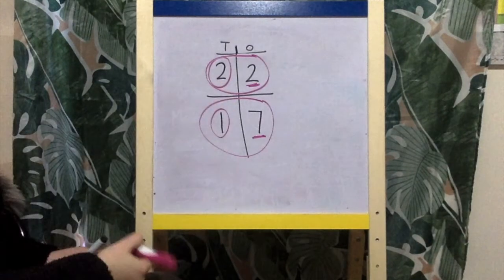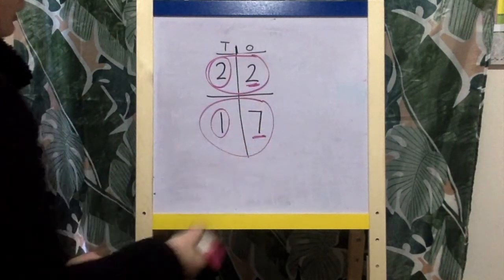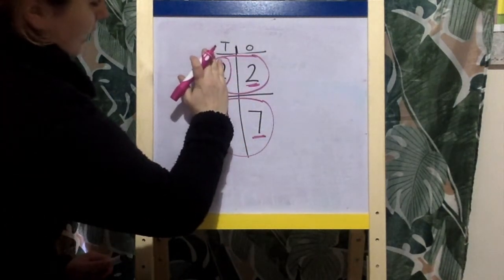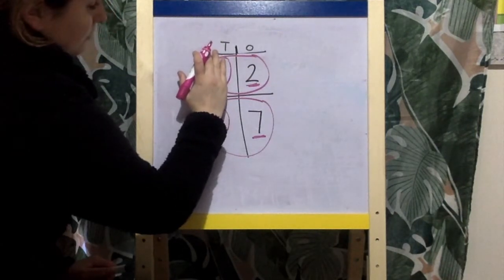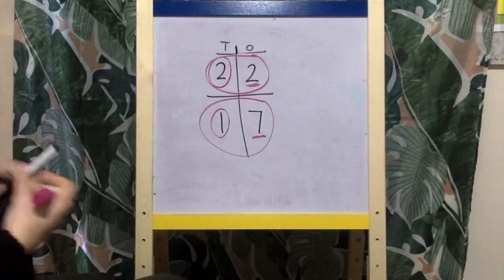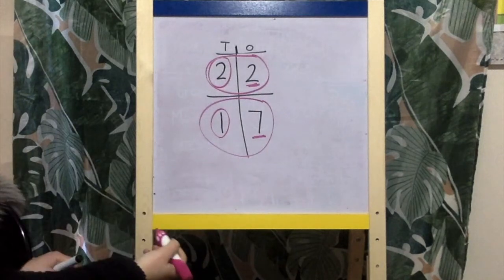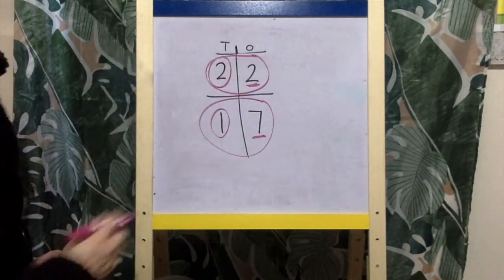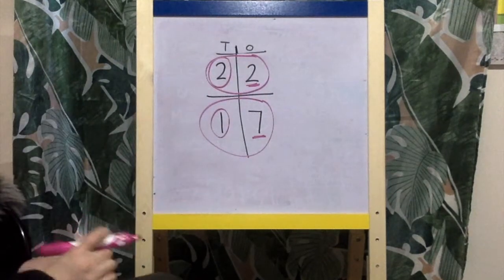How is this number bigger? Well, this is the ones column. If those numbers weren't there, this number would definitely be bigger. 7 is bigger than 2. But we're looking at the tens column because it is a 2-digit number. So it becomes 22 and 17. So the biggest digit or the biggest value on our chart is the tens.